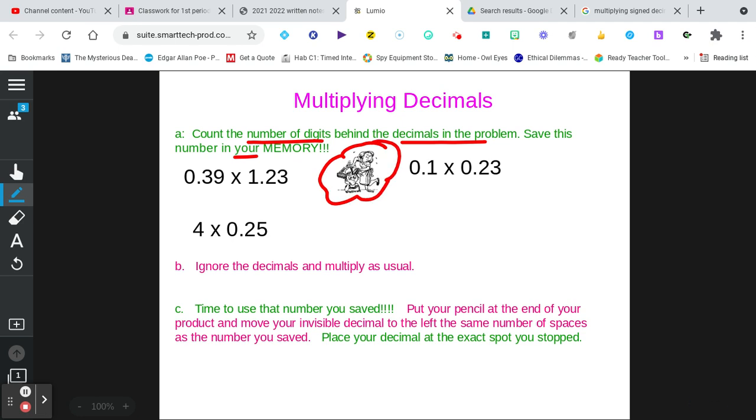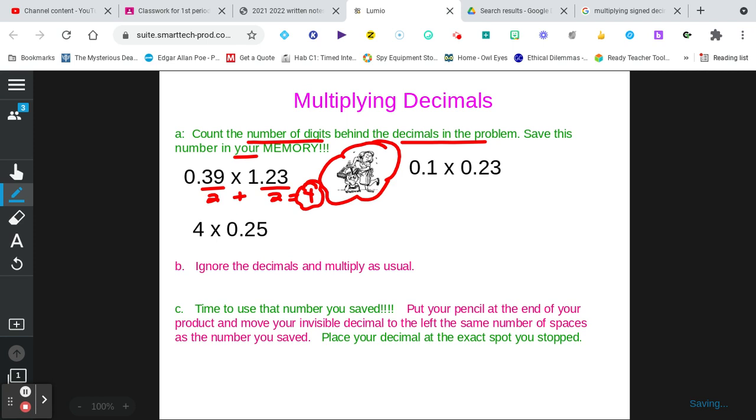These are called factors, guys. So the numbers you multiply are called factors. You're going to count the number of numbers behind the decimal in each factor. So in this factor, there are 2 numbers behind the decimal. In that factor, there are 2. So the entire problem, there are 4. So you want to commit that to memory, okay?